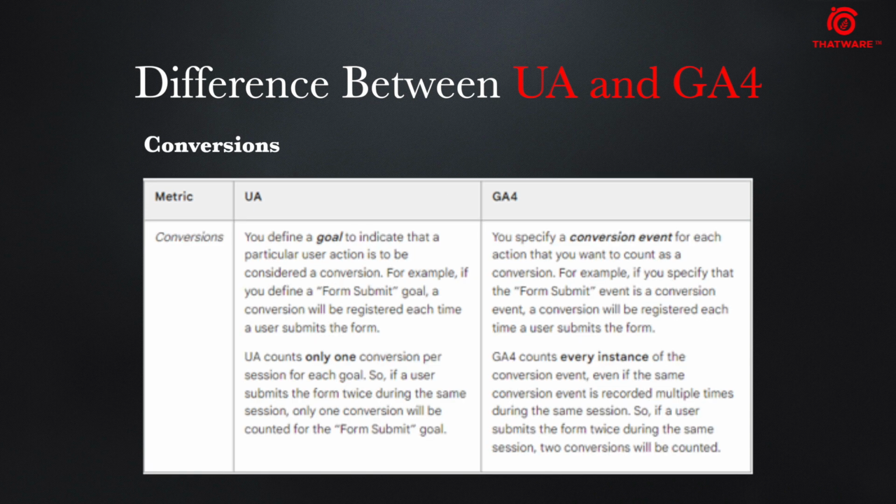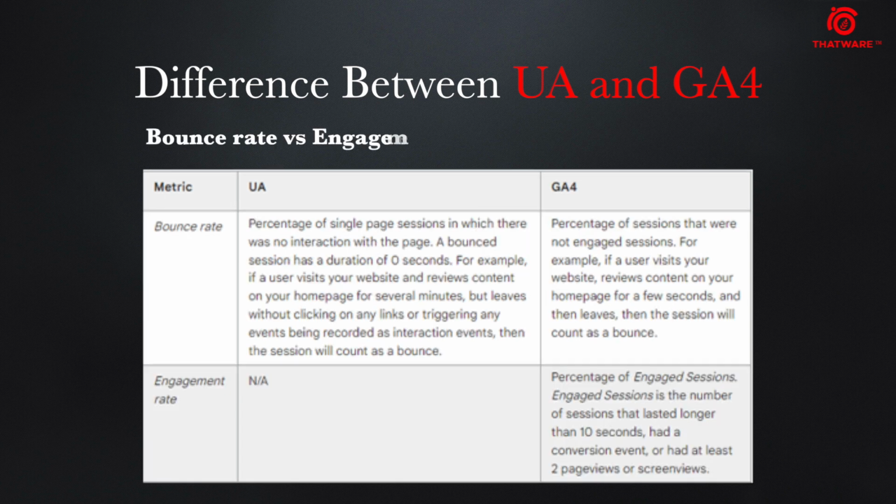So it's also very simple. Under Universal Analytics, conversions are calculated in a goal, things like a form submit, etc. But in GA4, you can actually specify an event conversion just as you like it. For example, for a form submit, this can be a form event. For a lead page sign up, this can be a sign up. So you can customize your conversion event, which was not possible in Universal Analytics.